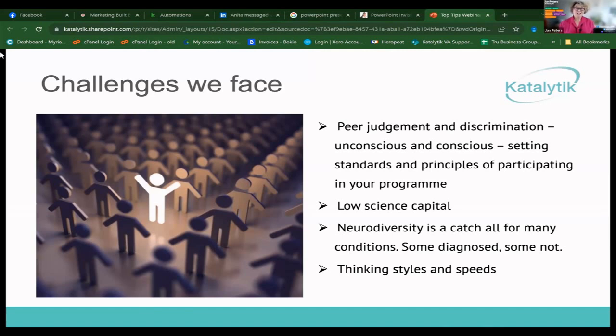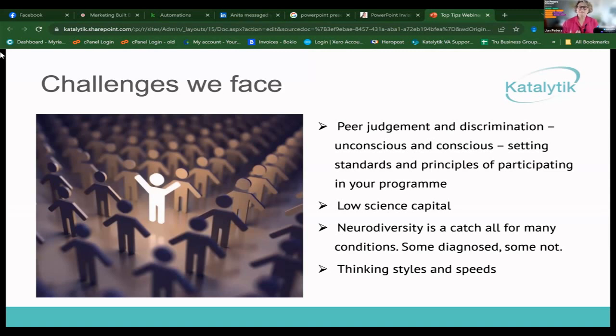Neurodiversity is a catch-all for very many different conditions and ways of thinking and being. Some people are diagnosed, many are not. A lot of my friends have been diagnosed with Asperger's, ADHD, all sorts of different conditions because they've had their students go through a process of assessments.